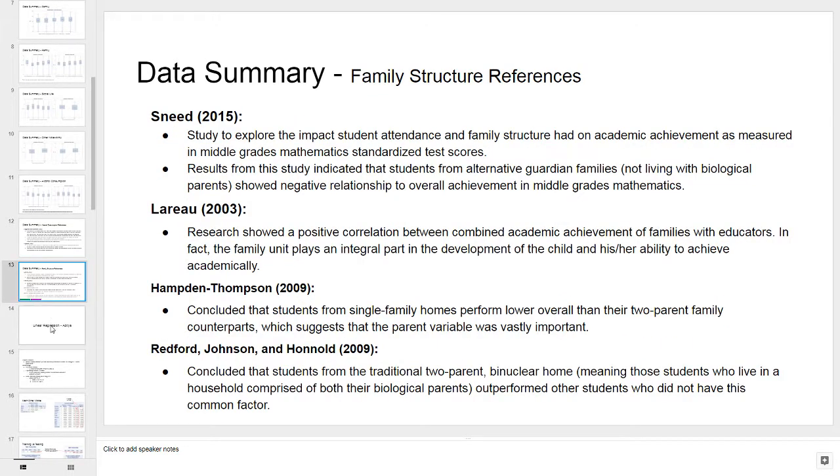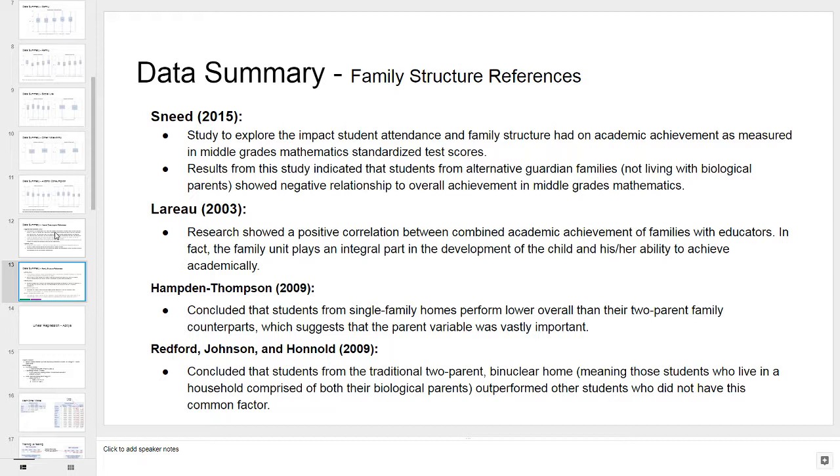Next slide. Family structure references in 2015. Now, pretty much every one of these agree that if you come from a broken family, you see lower scores. The first one was focused on student attendance and how family structure affected attendance, which in turn affected grade scores. And this was middle grade, so I guess it's a little different in college. It was just mathematics standardized tests, but they did show that children who came from families where they did not live with biological parents showed a negative relationship to overall grades on those standardized tests.